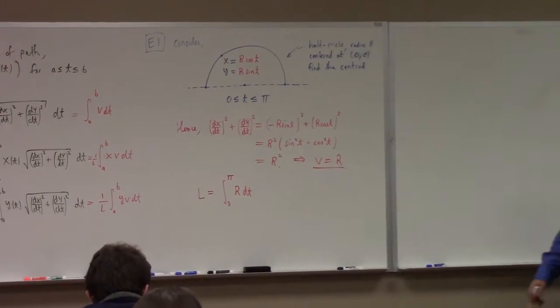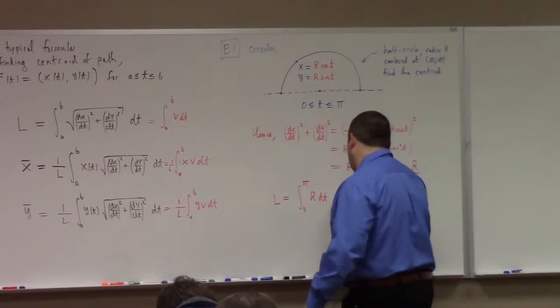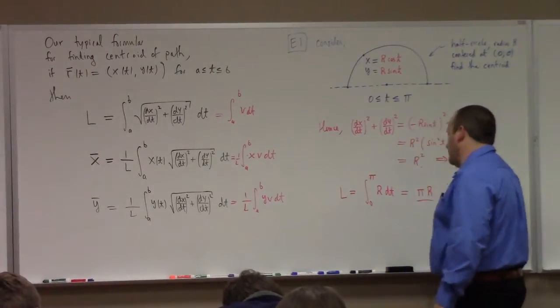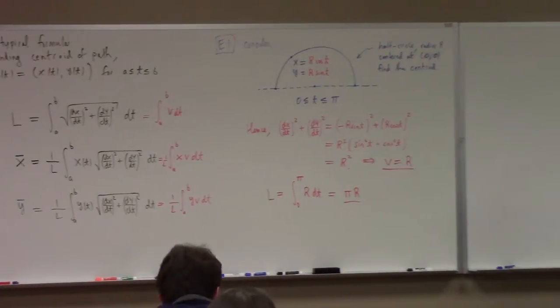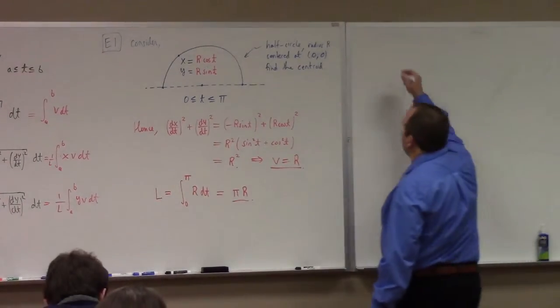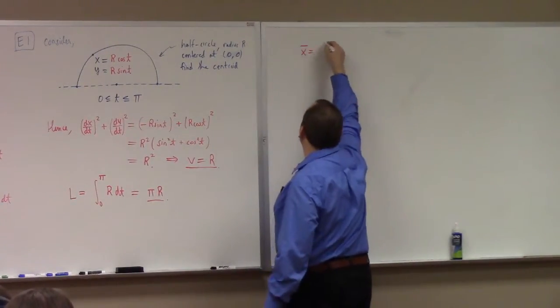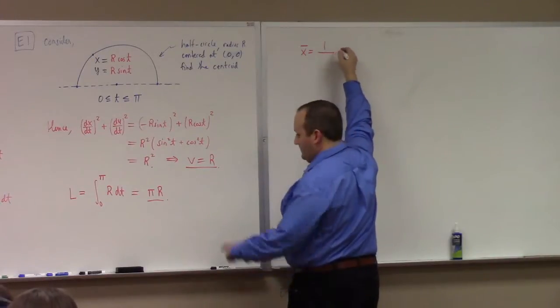So you said r pi? I agree. Or maybe you said pi r. I still agree. So there's the length. Now let's calculate. Now this is dumb, but I'm going to do it anyway. X bar, 1 over L. What is L? Pi r.